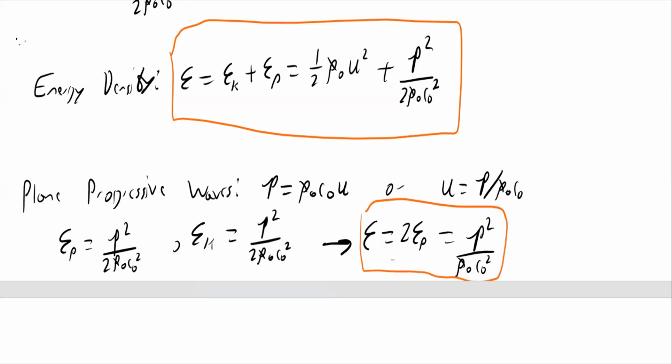So that concludes our discussion in this video on energy density. In the next video, we will talk about something known as the acoustic energy corollary. We'll derive it and we'll talk about it. That relates the energy density in a sound wave to the intensity of a sound wave. We'll see how those are related and we'll discuss them.